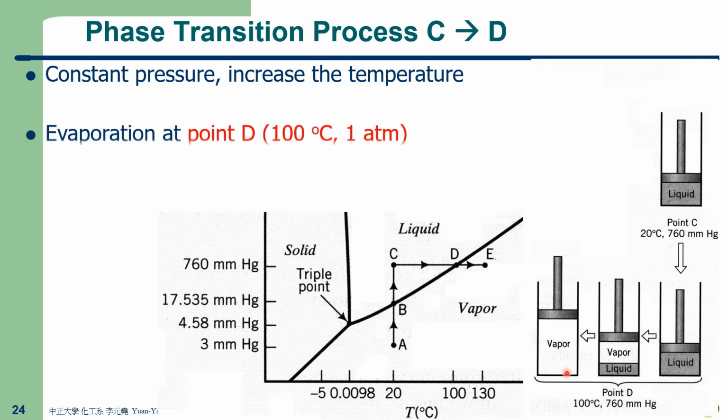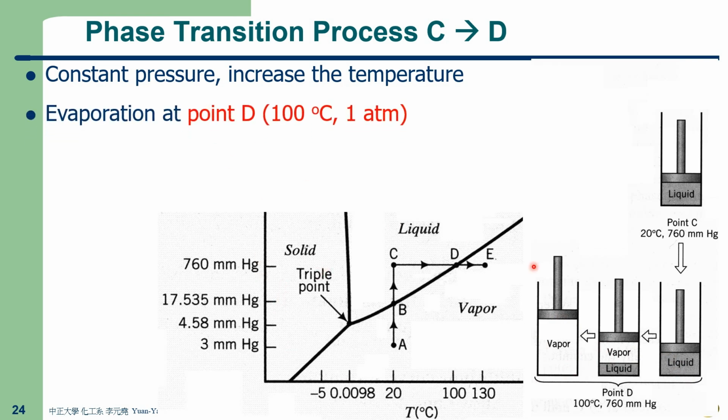Okay? So evaporation happens at point D, which is 100 Celsius, 1 atm. If you understand 100 Celsius, 1 atm, what does that mean for the liquid? It's boiling, right? The water is boiling because it is 100 Celsius, 1 atm. So eventually, all the liquid water will become vapor. So the last drop of water is still at this point D until the last liquid water is vaporized.